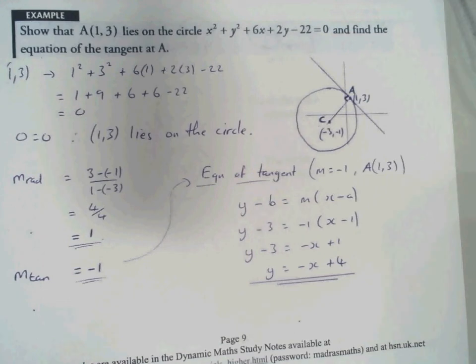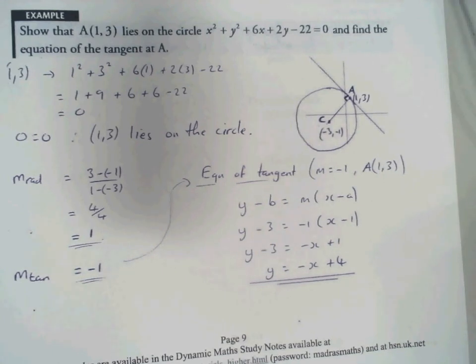So again, to find the gradient of a line perpendicular to that, in this case the tangent, we multiply the gradient of the radius by the reciprocal of the radius. Basically, we turn it upside down and multiply by the negative. So if we flip 1 upside down, we'll still get 1. Multiply by negative gives a gradient of -1 for the tangent.